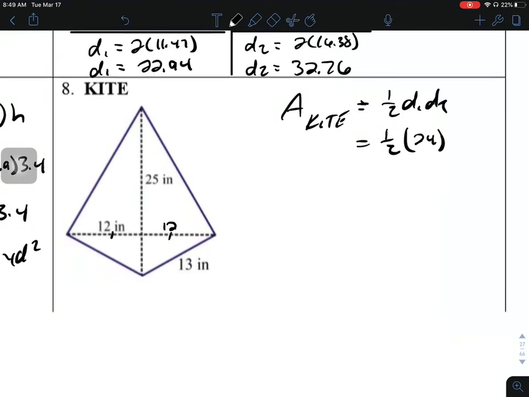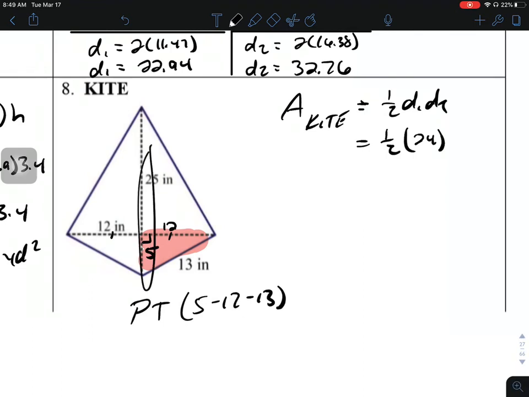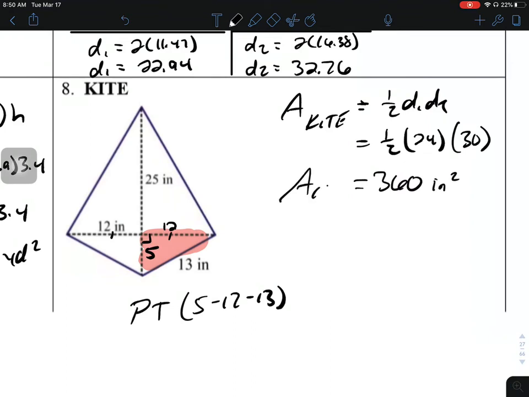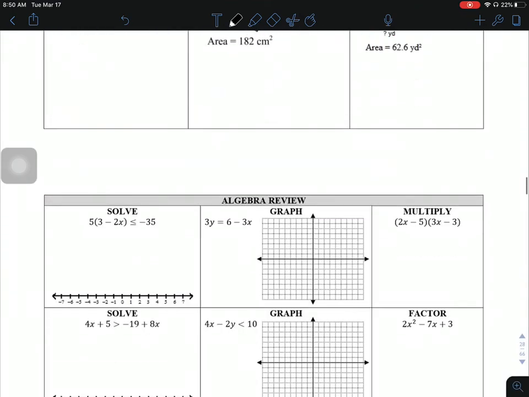In a kite, the diagonals are always perpendicular. So that makes this a right triangle. Specifically, it makes it a Pythagorean triple. That's a 5, 12, 13. So if that's 5, 25, and 5 is 30, the other diagonal is 30. That makes this 360 square inches. On the back side.